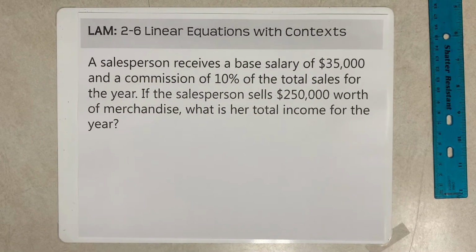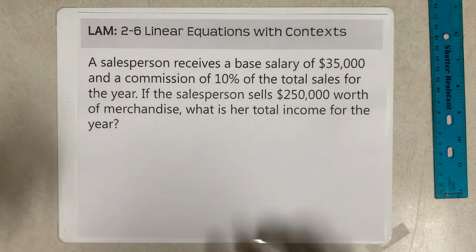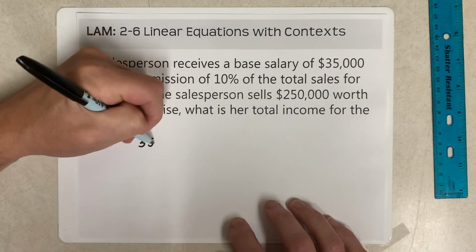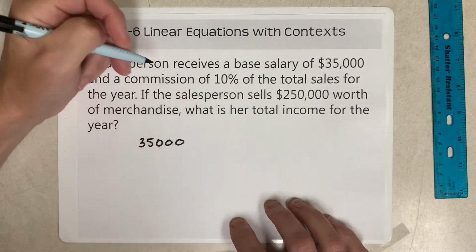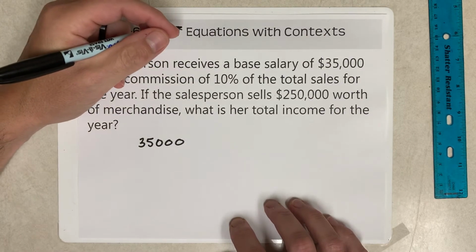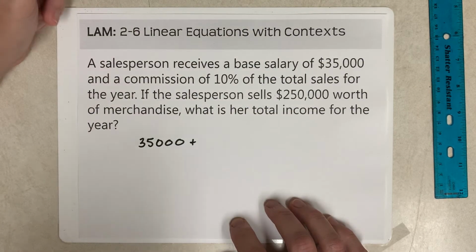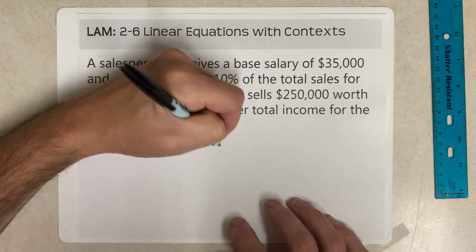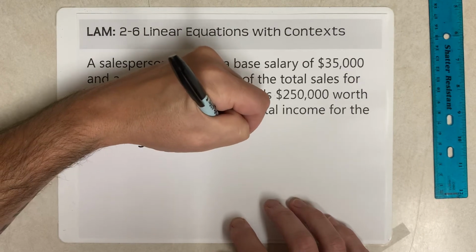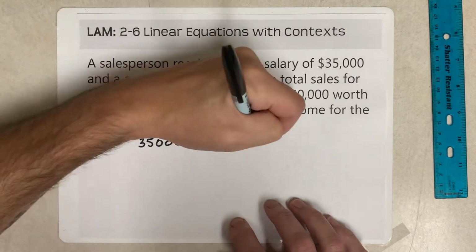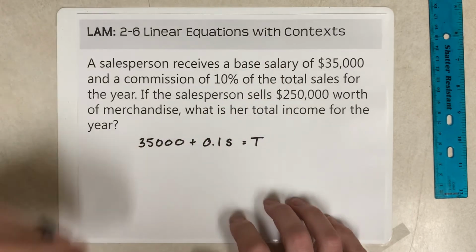A salesperson receives a base salary of $35,000 and a commission of 10% of the total sales for the year. If the salesperson sells $250,000 worth of merchandise, what is her total income for the year? All right, so you get $35,000 right from the beginning. And then we have to add something to that. And so you get 10% of all the sales. So that's 0.1 is 10%. And let's call the number of sales S. And that's going to be equal to her total income.